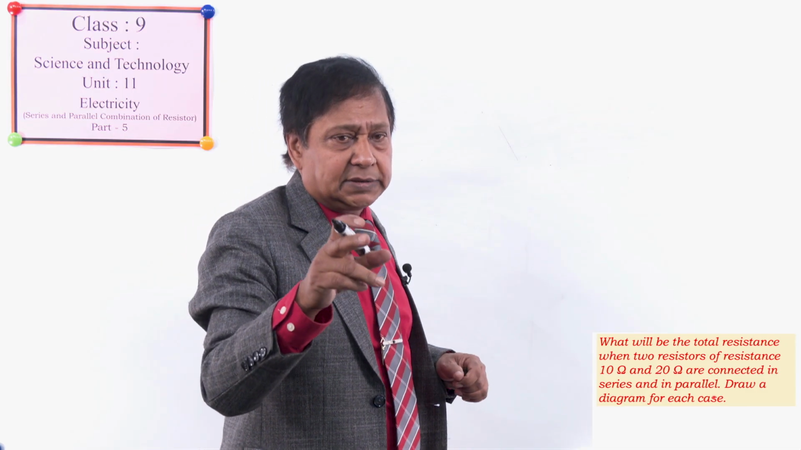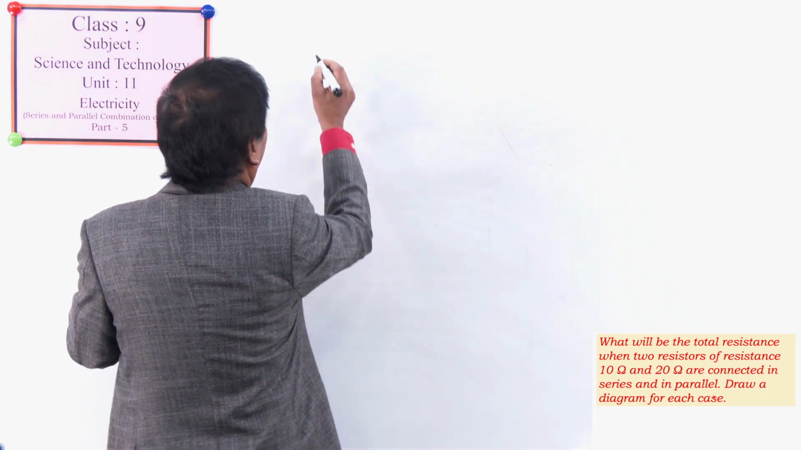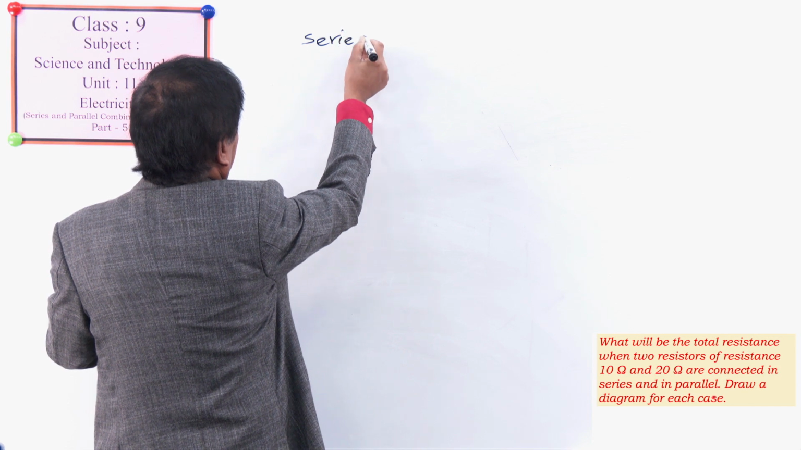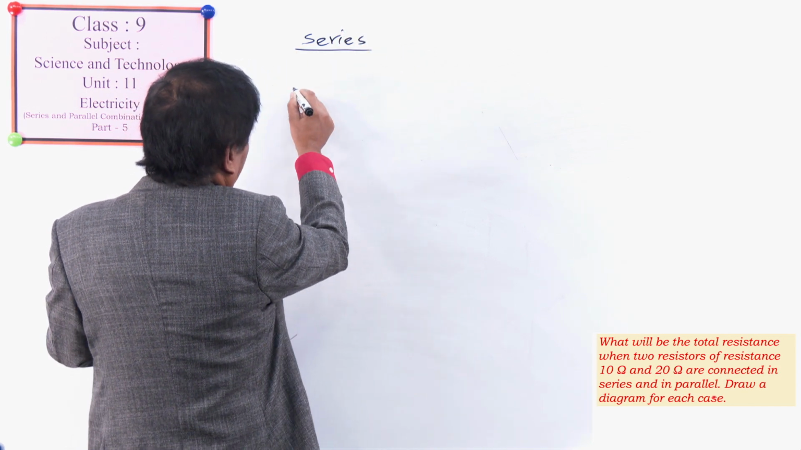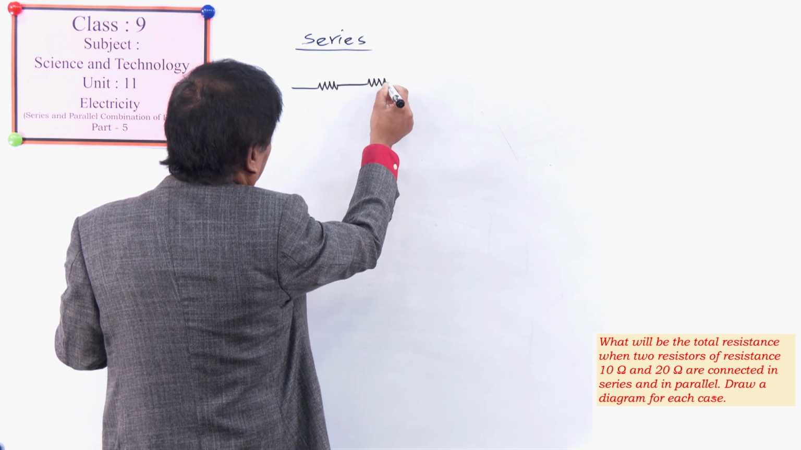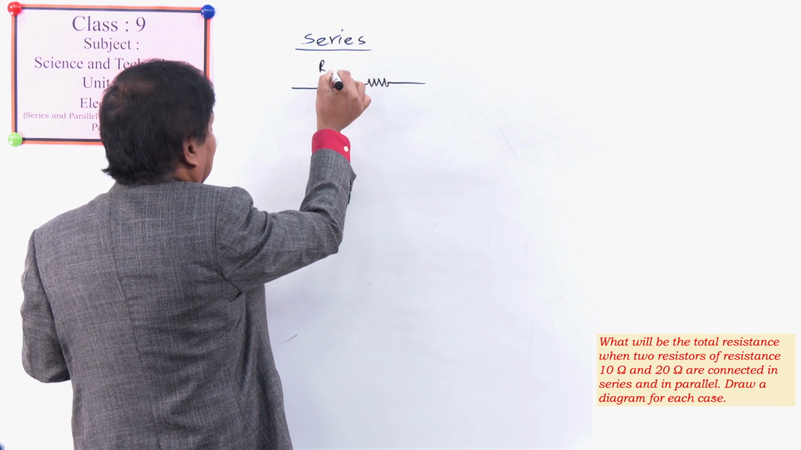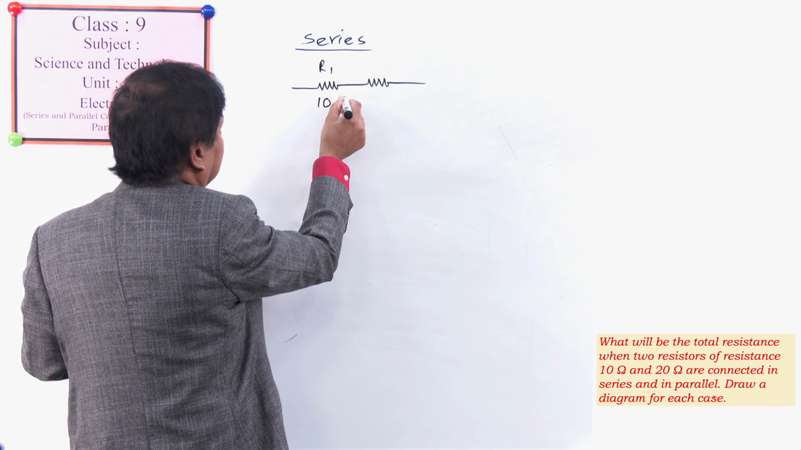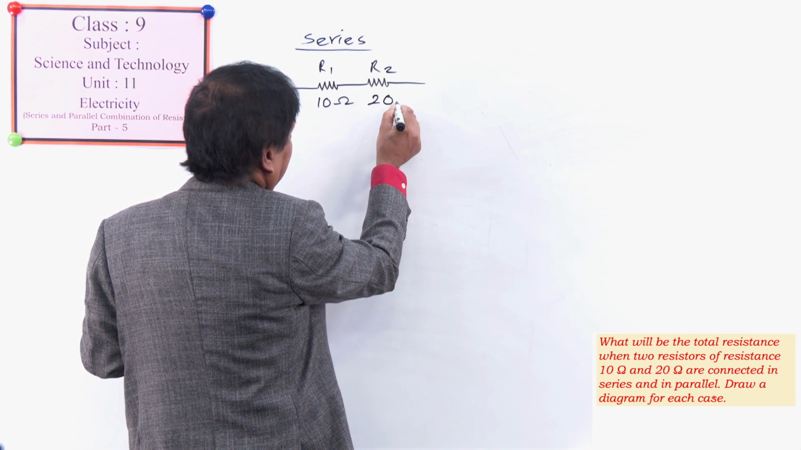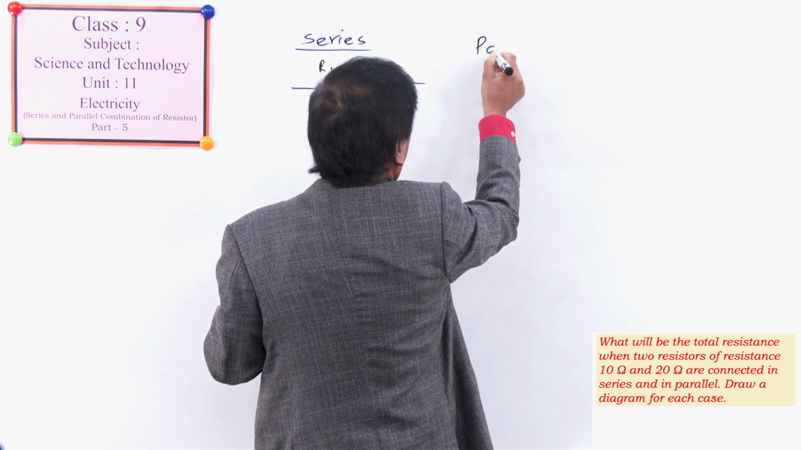Now I'm going to connect them, first in series and second in parallel. Okay, this is the series connection. There are two resistors, one having 10 ohm resistance. Let's say this is R1, its resistance is 10 ohm, and this is R2, its resistance is 20 ohm. Now there is a parallel connection also that we have to show.